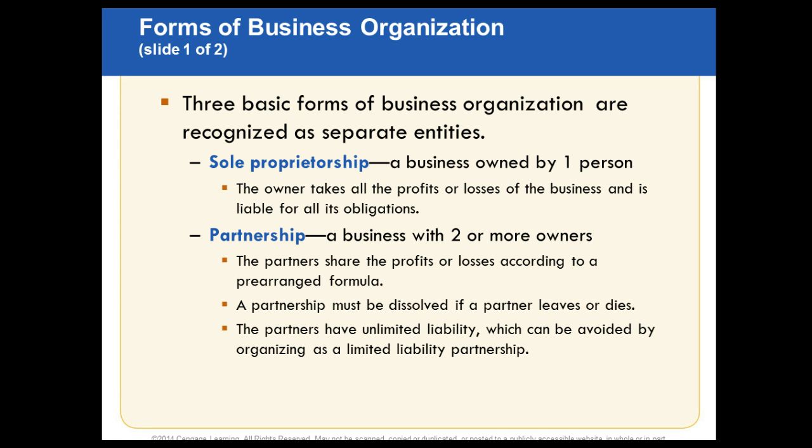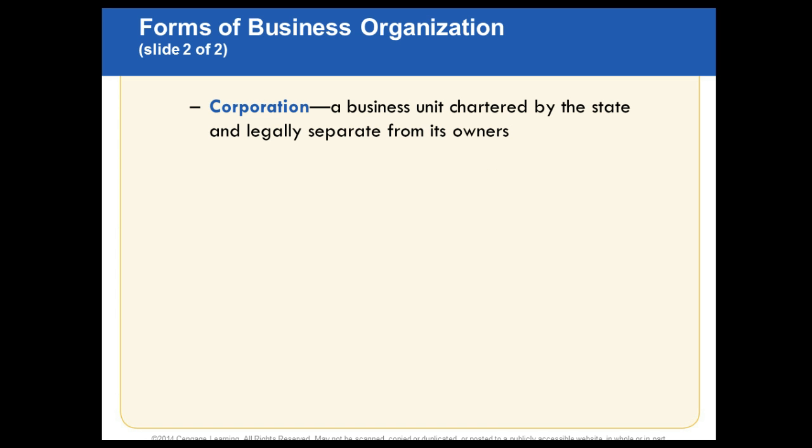The negative with both a sole proprietorship and a partnership is that the sole proprietor or the partners have something called unlimited liability. What that means is any debts of the partnership or of that sole proprietorship get taken on individually by the person, and that can be a scary thing. One way to avoid it is something called a limited liability partnership. I'm not going to talk about it. I'm not going to ask you about it. But I want you to know about a sole proprietorship, a partnership, and a corporation.